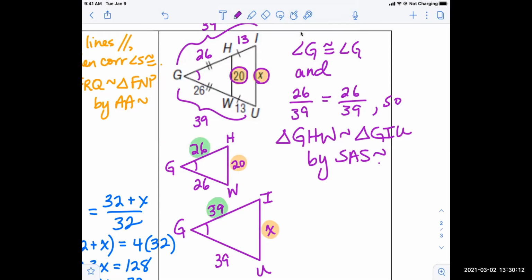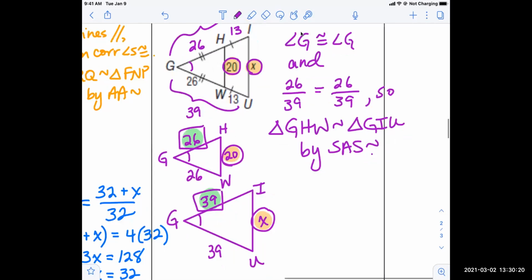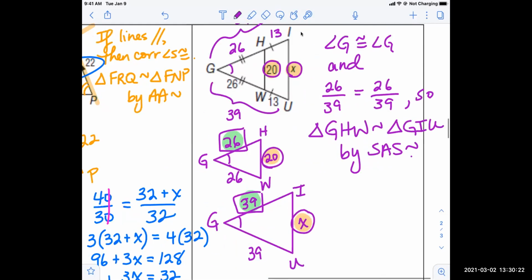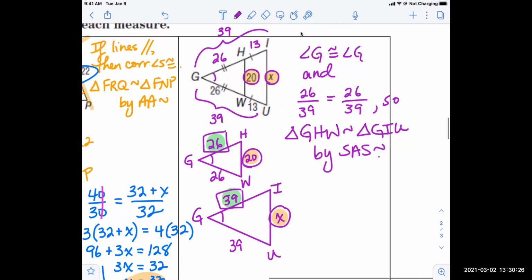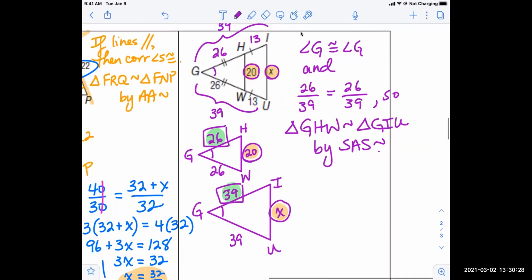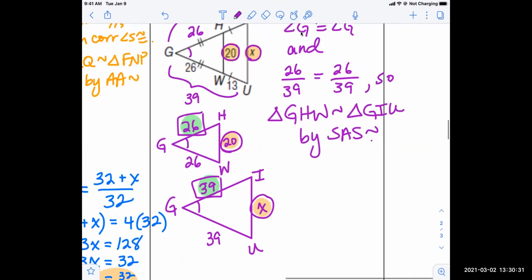Now, again, when you're doing this on paper, you can do X goes with 20 and 39 goes with 26, and you're trying to match things up. Or if you need to, you make a little cloud or a triangle, just mark them so you can keep track of what sides go together. Okay, to find X, I need a proportion. Diamond, give me a proportion.